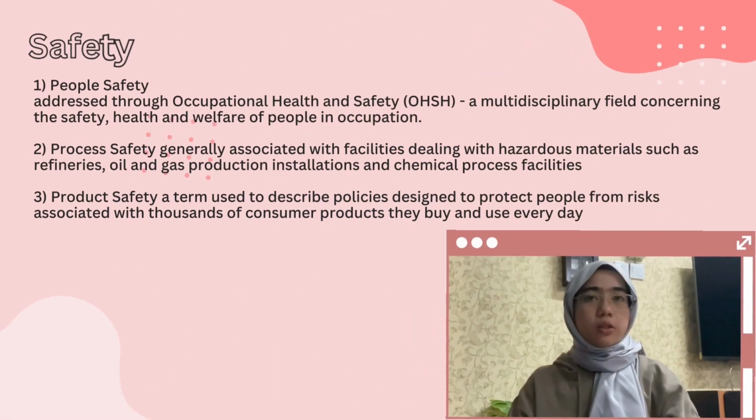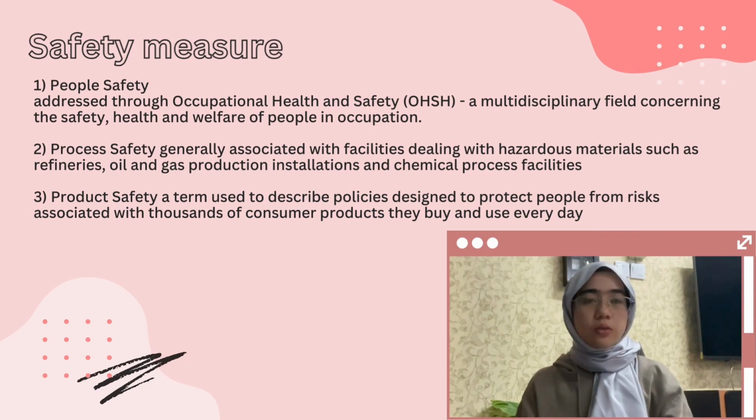Now I would like to talk about safety measures. Safety measures consist of three types of safety: people safety, product safety, and process safety. People safety is addressed through occupational health and safety, OHS, which is a multidisciplinary review concerning the safety, health, and welfare of people in occupation.